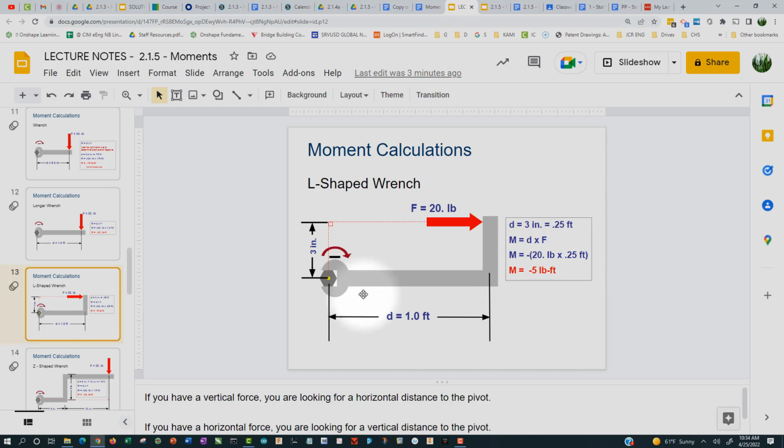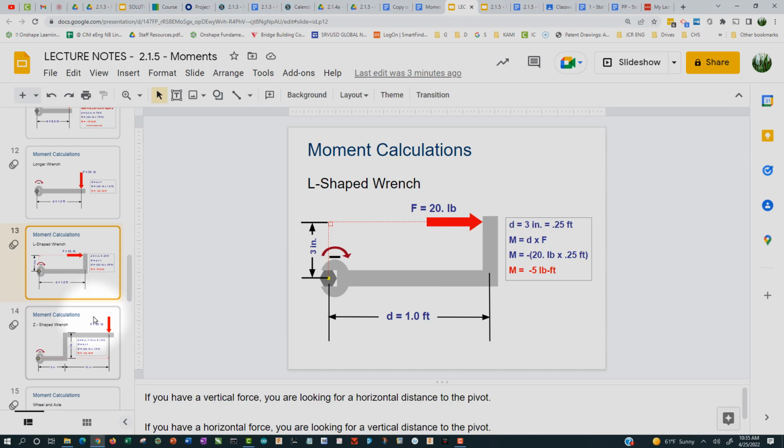But the distance is this perpendicular distance. So imagine the force is in an infinitely long line here, and it happens to be applied here, but its perpendicular distance to the pivot is 3 inches. So that's the distance you use. So this would be minus 5 foot-pounds, negative because we're going clockwise. So that may take a little time to get used to, but I think it'll be clear.